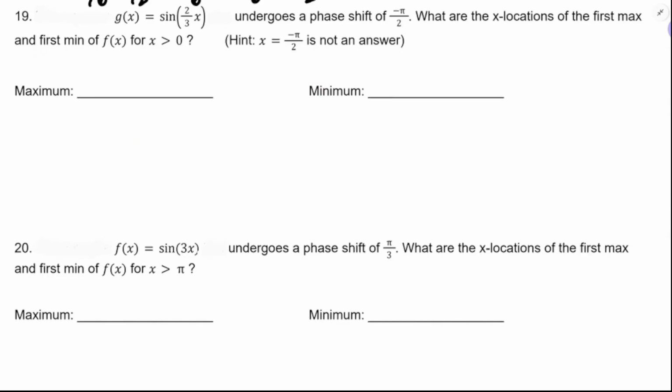Right, now the next one. Better window here.